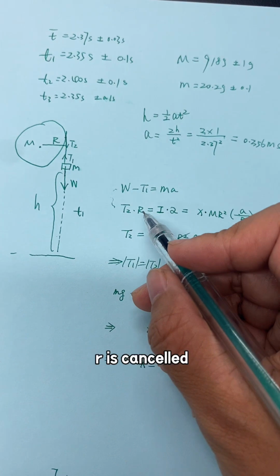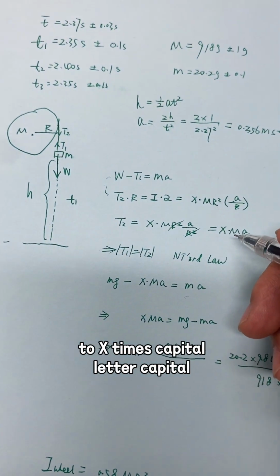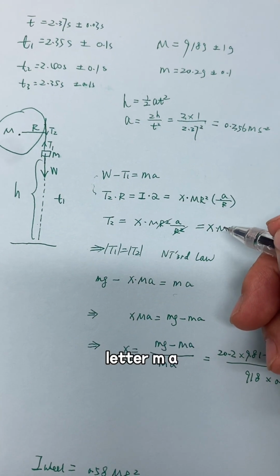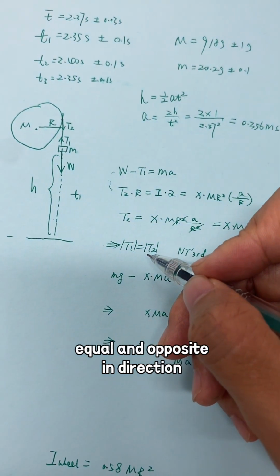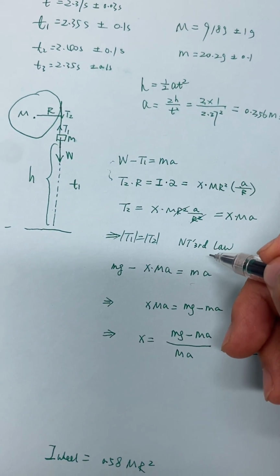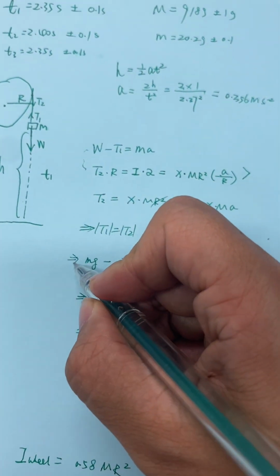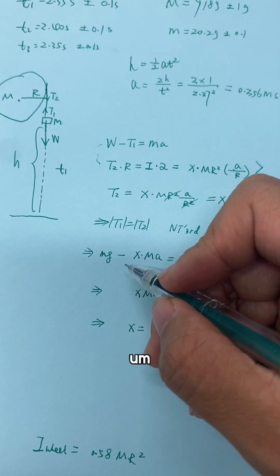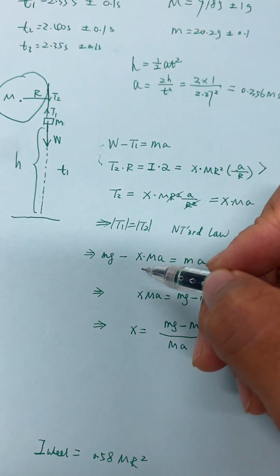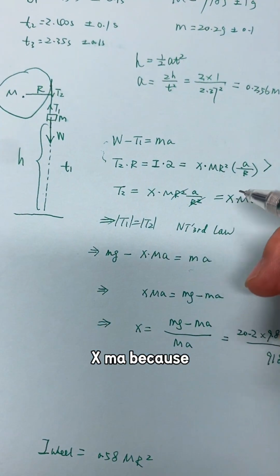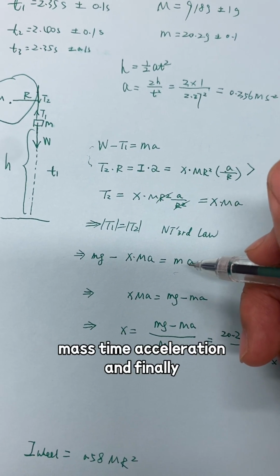And you can see that this r is cancelled. So the r is cancelled, which I get tension T2 should equal x times capital M a, because T1 and T2 are exactly equal and opposite in direction according to Newton's third law. So with these 2 formulas, I can get the third formula. The weight is mg, so mg minus x M a, because r is cancelled, equals mass times acceleration.